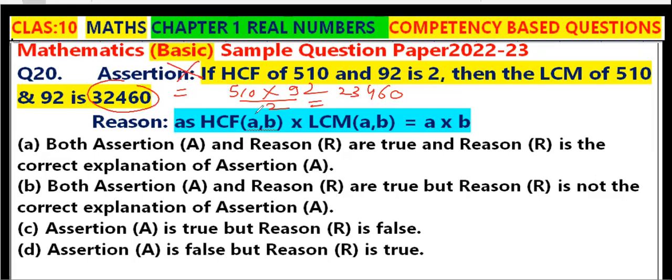रॉन्ग. And the second part, reason is HCF of A and B and LCM of A and B, their product is equal to the product of the two numbers A and B. So reason हमारा correct है, लेकिन assertion गलत है. It means B is the correct option here.